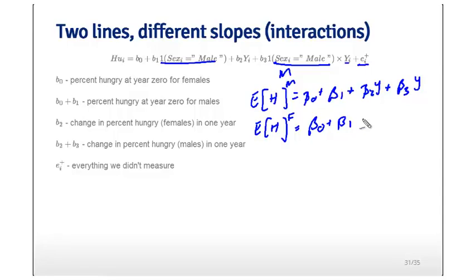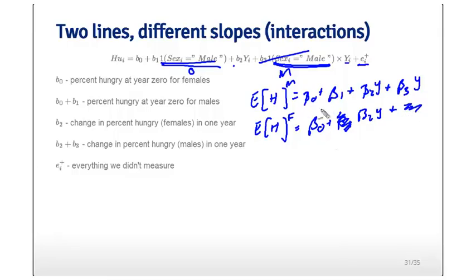I'm sorry, the beta 1 is not there because that would be 0 for females, so that beta 1 is gone. So beta 2 y would be there, and then beta 3, this one would be 0 for females, so that would drop out, and so it wouldn't be there either. Okay, and so what is this saying?